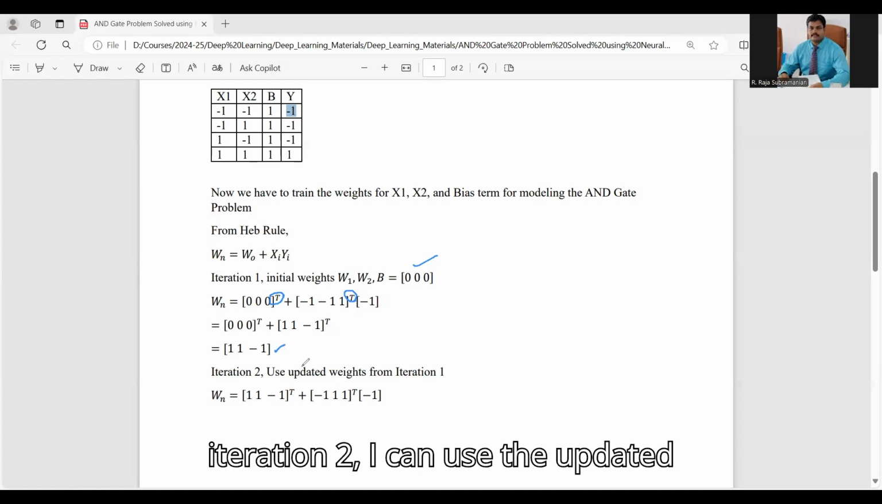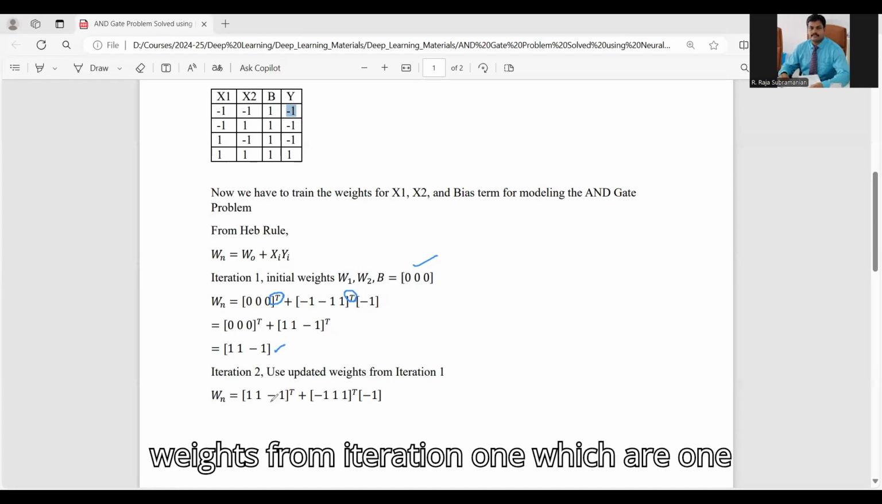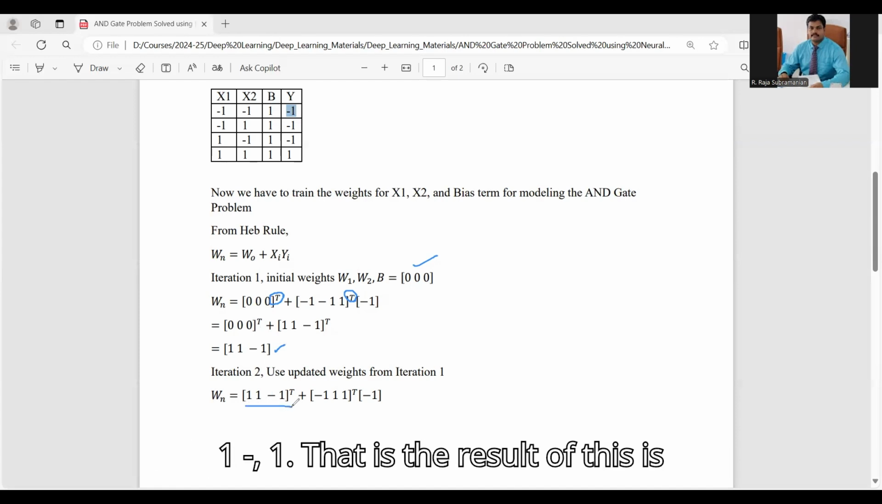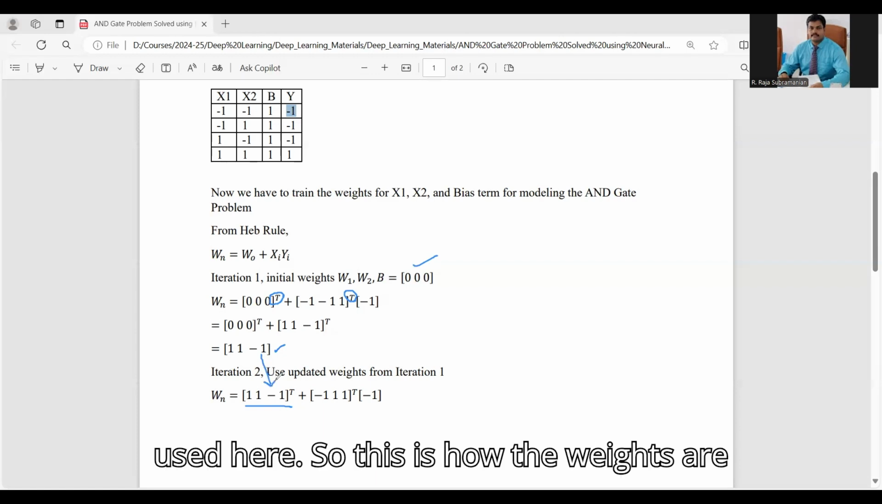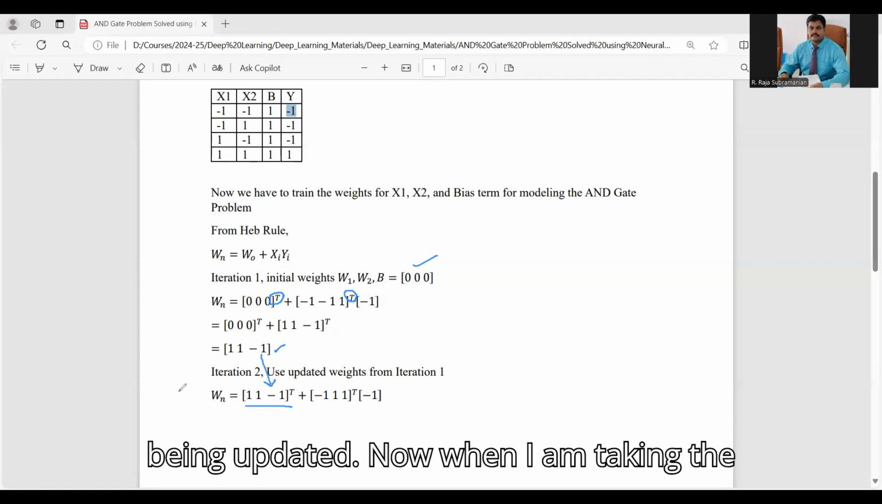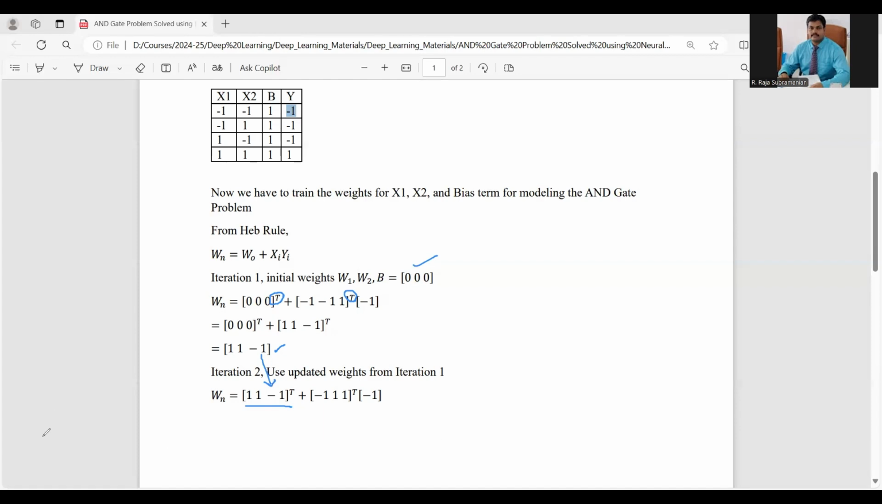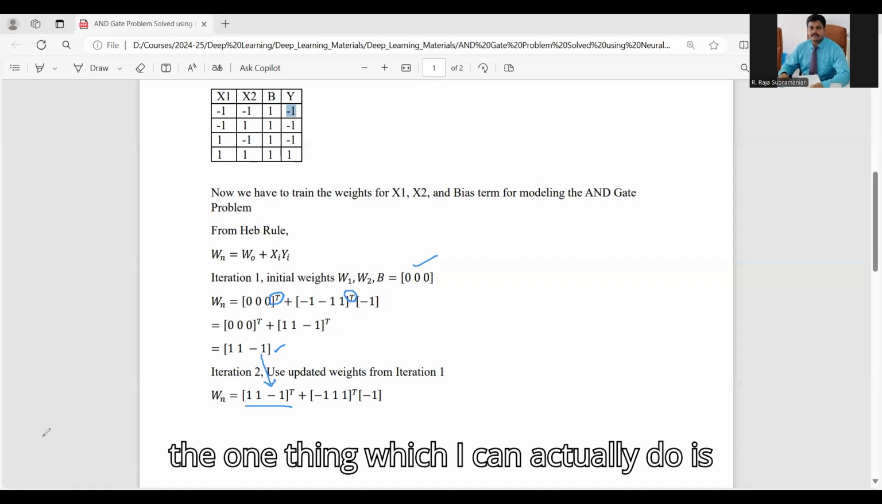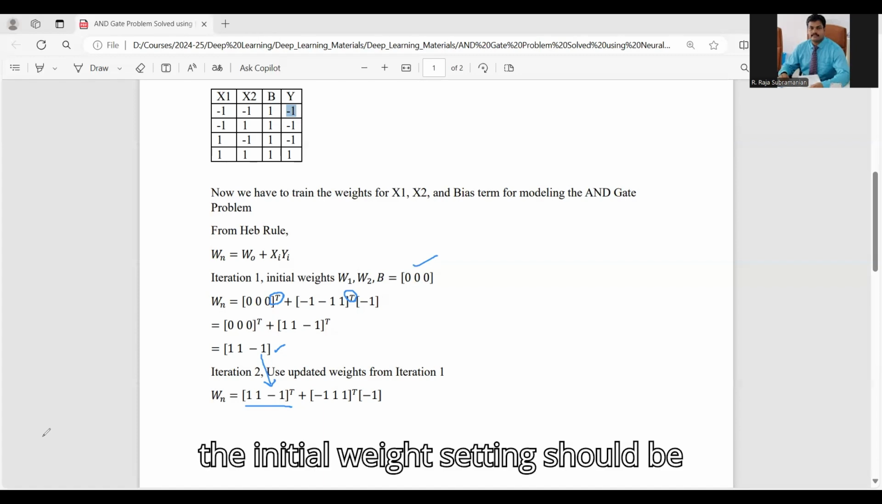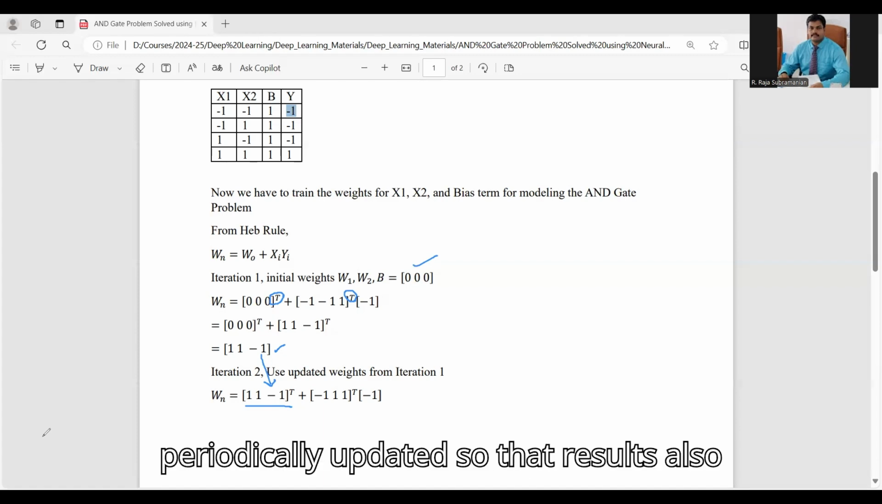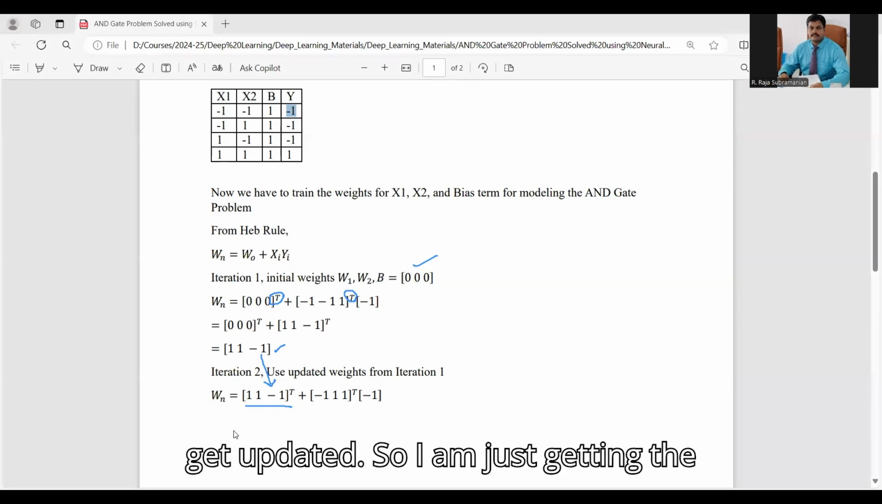Now, going for iteration 2, I can use the updated weights from iteration 1, which are 1, 1, -1. That is, the result of this is used here. So, this is how the weights are being updated. When I'm taking the weights into consideration, the initial weight setting should be periodically updated so that results also get updated. So I'm just getting the results.